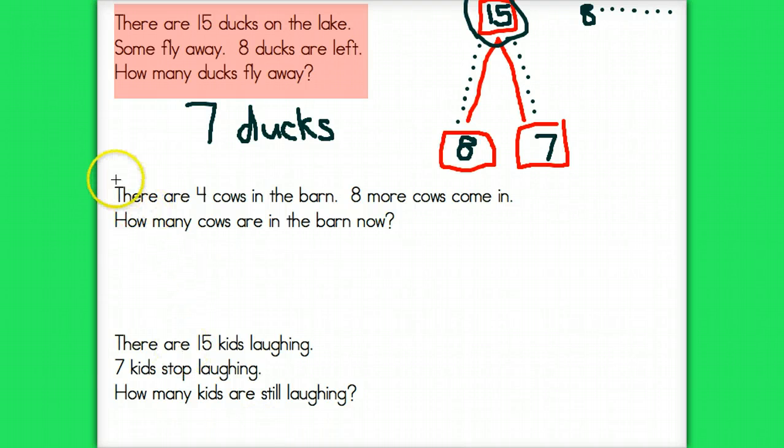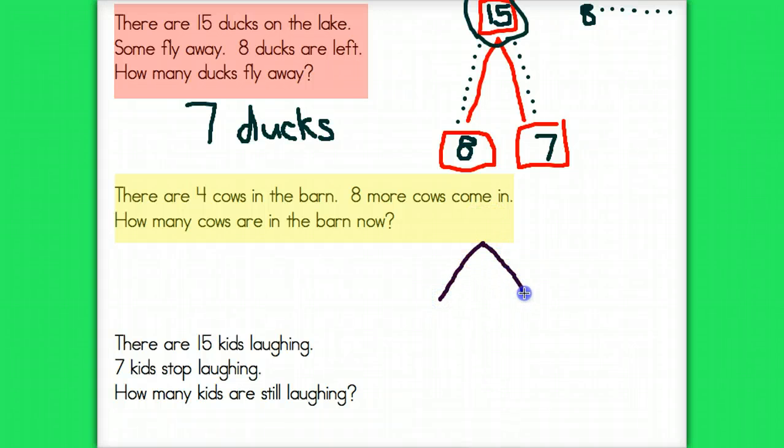Okay, this problem reads, there are 4 cows in the barn. 8 more cows come in. How many cows are in the barn now? Again, I'm just going to stick with my Math Mountain. I like it best, and I think it's the best way to solve a story problem. So I'm going to come over here and draw my Math Mountain.